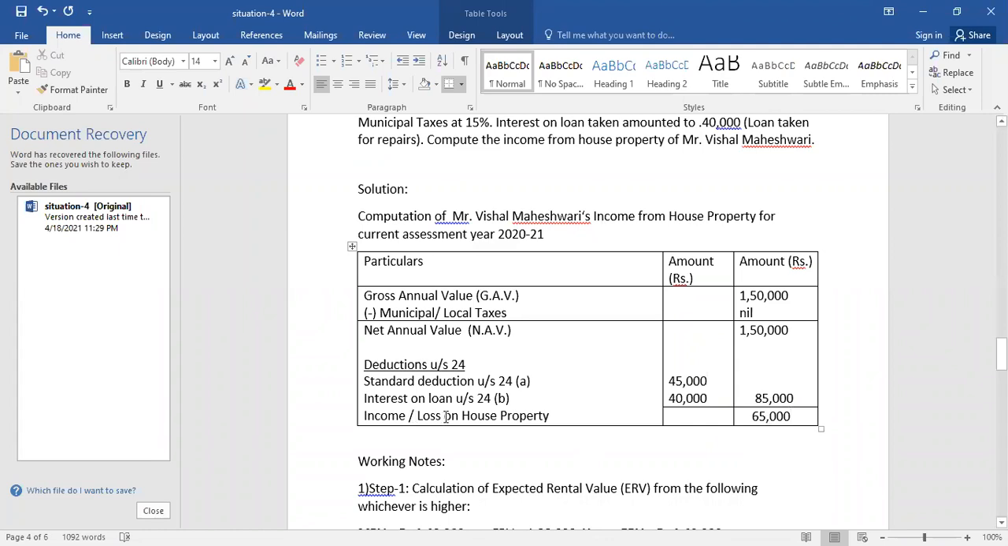Sir, is it income or loss? It is income. It's the income from house property. So income from house property is 65,000.